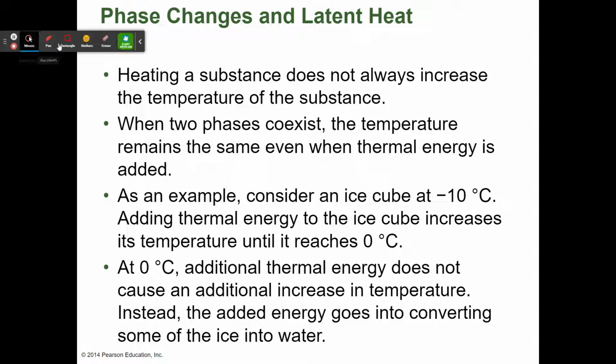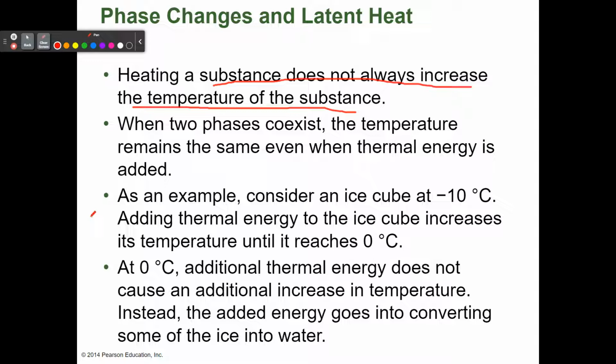So there are situations where heating a substance does not always increase the temperature of that substance. So let's pause the video and try to think of some times when heating something doesn't increase the temperature. We did learn this last year in chemistry, so think back to that.